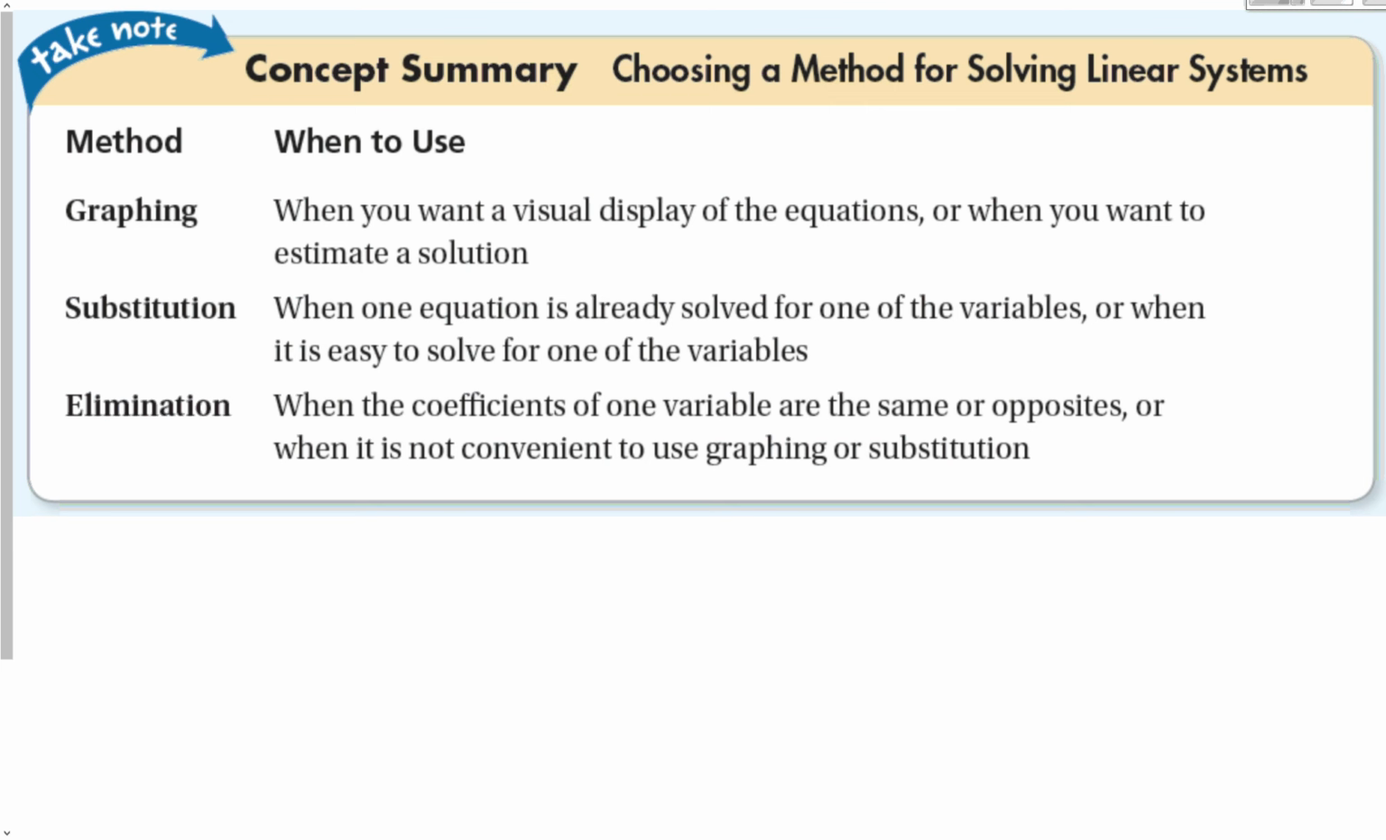With substitution, you should use this method when one equation is already solved for one of the variables, or when it's easy to solve for one of the variables, like if x or y is by itself. And with elimination, you should use this when the coefficients of one variable are the same or opposites, which makes it easy to cancel something, or when the other two are not any good. So if you can't graph, if you can't use substitution, then elimination is probably your best option.